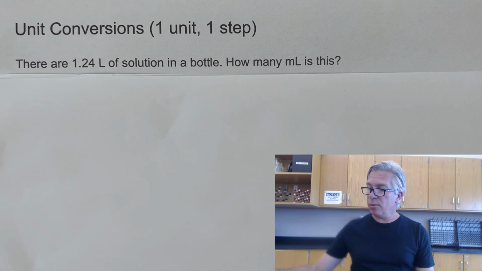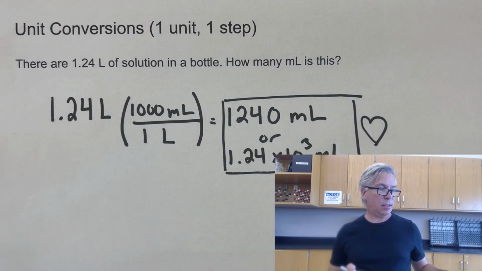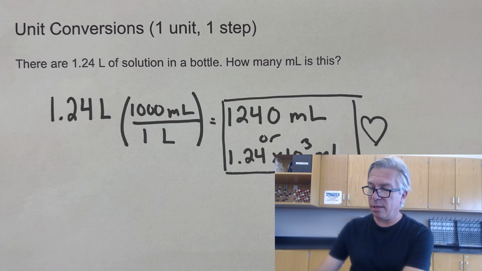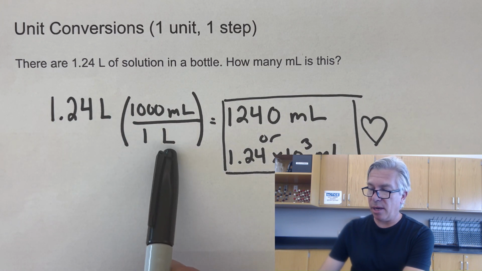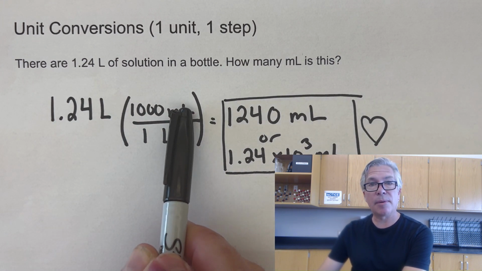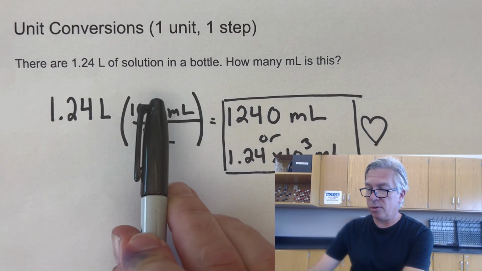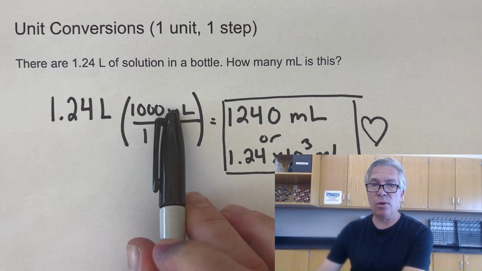Okay, so if you were able to do it and find out that the answer is 1,240 milliliters, then congratulations, you're doing a good job. You're off to a good start. And the way we did it was by starting with what we had, the liters, putting the liters on the bottom, and this time milliliters went on the top because that's what I was going for. So the 1,000 goes on the top, the 1 on the bottom, and now I just multiply across the top, and I get 1,240.